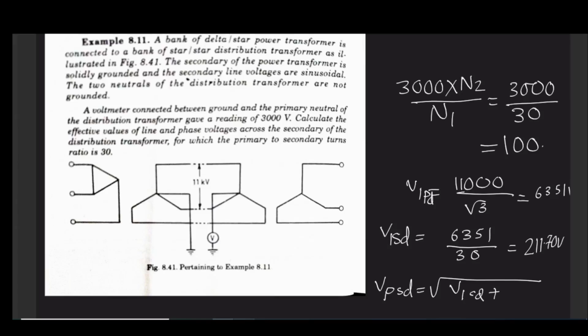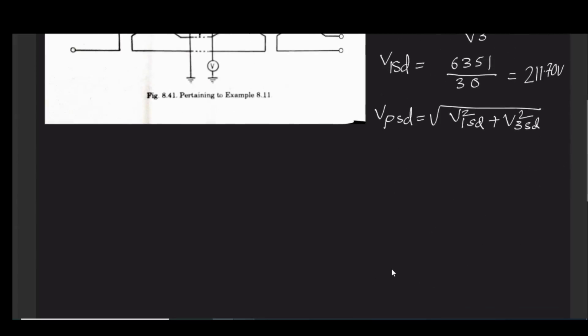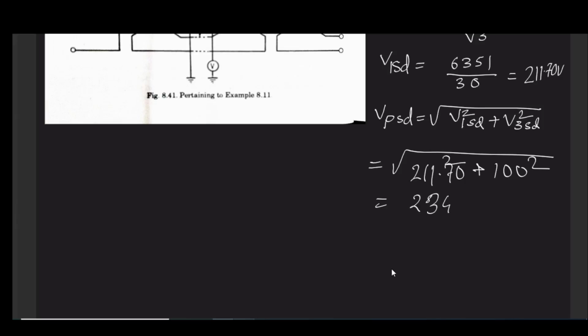So the secondary phase voltage will be root of V1 secondary square plus V3 secondary square, so that will be root of 211.70 square plus 100 square, which is something like 234.13.